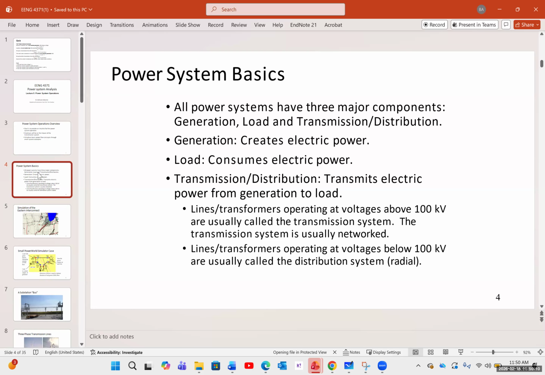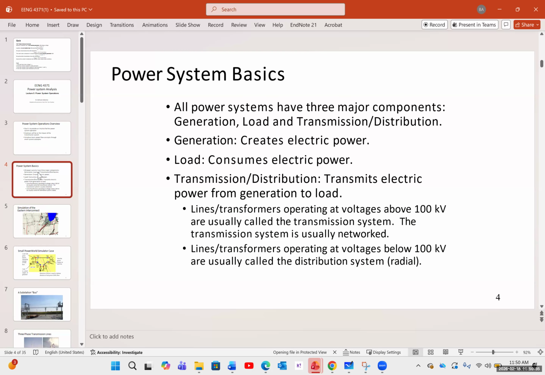All power systems have three major components: the generation, the load, and the transmission/distribution. Obviously, as you know, the generation creates electric power, the load consumes electric power, and the transmission/distribution transmits electric power from generation to load.